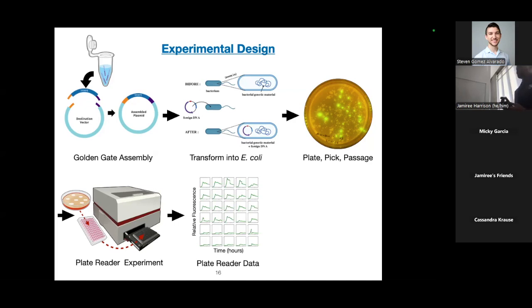From here, you pick the colonies, passage them up so that you're not going to get as big of a lag phase in your plate reader experiment. And then you put the plates in a plate reader, which measures the GFP expression over time, which is what you're seeing right here in fluorescence over time.